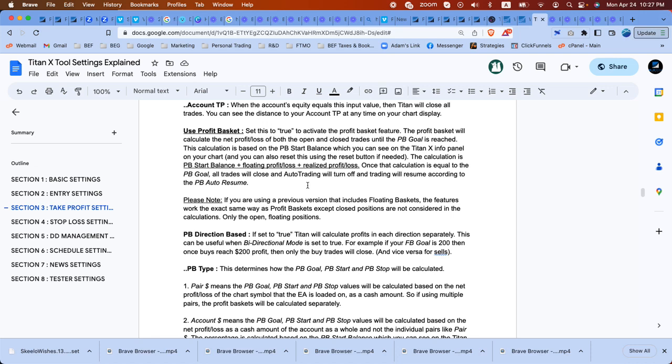So let's say you want to make $2,000, great. You set your profit basket goal to $2,000, and then once the net profit equals $2,000, then all trades will close, and you'll have made $2,000. So this calculation is based on the PB start balance, which you can see on the TitanX info panel on your chart. You can also reset this using the reset button if needed.